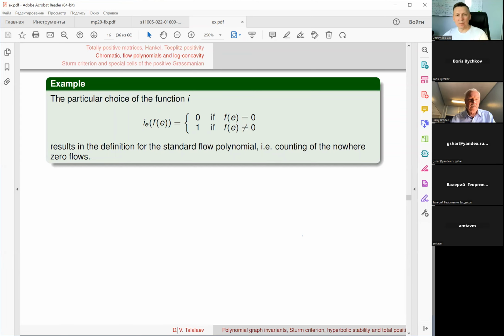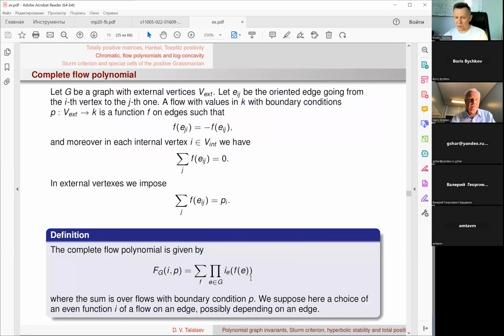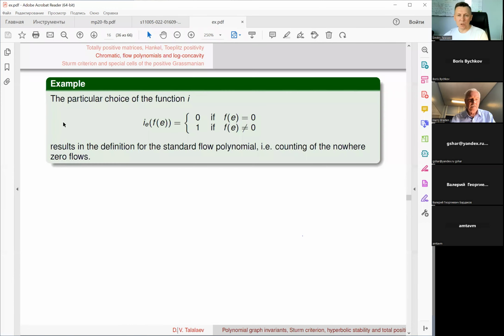A particular choice of the function I is given by this formula. It's 0 if the flow on this edge is 0, and is 1 if the flow is non-zero. If we apply this choice in this general definition, we obtain just the standard flow polynomial, which counts the nowhere 0 flows on the graph.